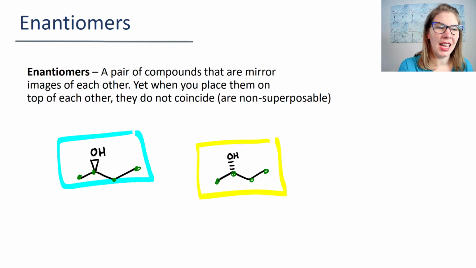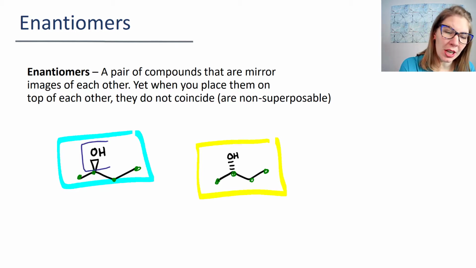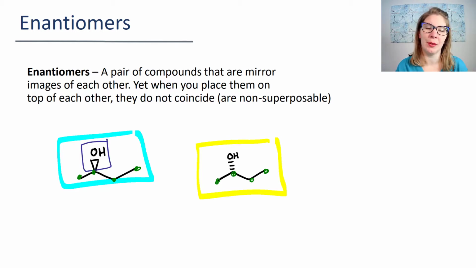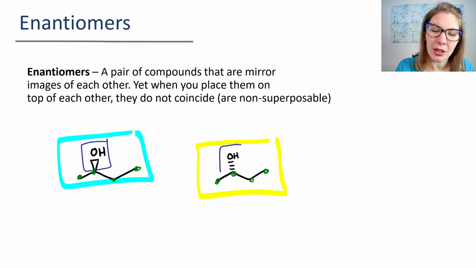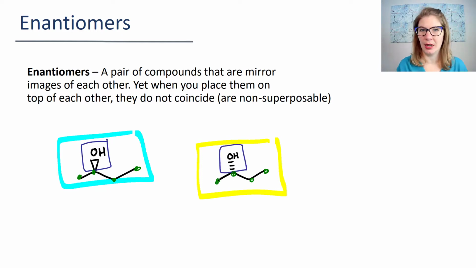But you know what's different? In the structure where we've boxed that in blue, the OH on the second carbon is coming out of the plane of the page, whereas in the other structure, the OH is going behind the plane of the page. So even though every other part of this agreed, the two OHs are not pointing the same direction. They're both on carbon number 2, but they're not pointing the same way. We call this non-superposable.